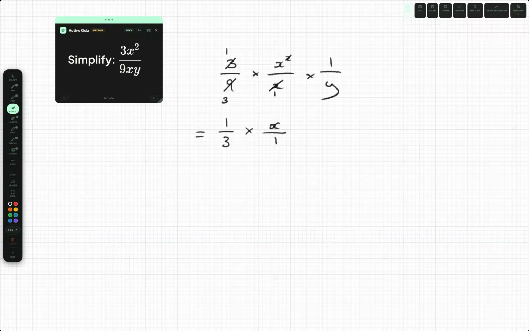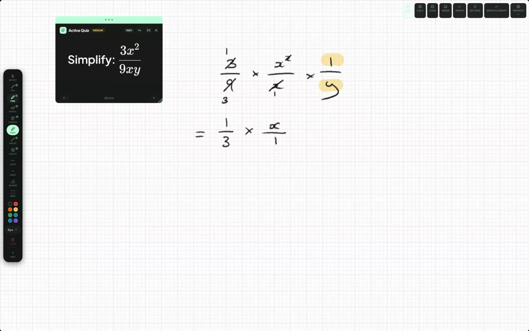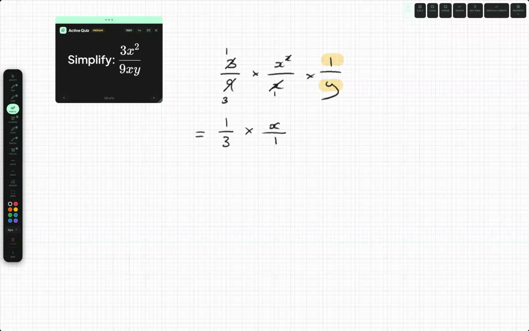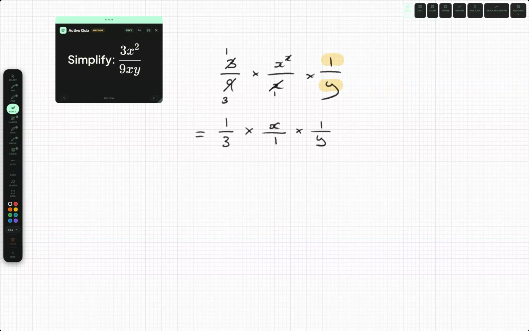And is there any factor between the numerator and the denominator between our 1 and our y? Well, no, there isn't. And that means that we don't have to worry about this. We can't simplify that anymore, and it's left as 1 over y.